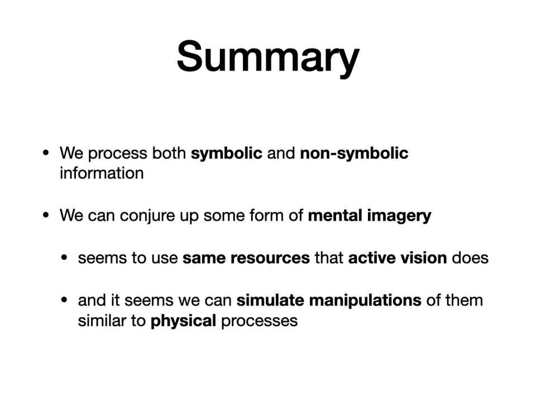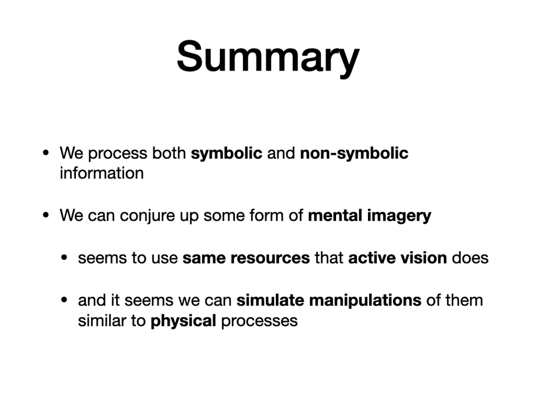We can also conjure up some amount of mental imagery on our own, and it seems to use the same resources that actual, active vision does, at least some of them. And it seems we can simulate certain physical manipulations in 3D space, similar to the actual physical process, as if we were grabbing and rotating this shape in our minds. And again, there's a lot of room for debate about how we're actually doing that. We're still working on it. Welcome to science.